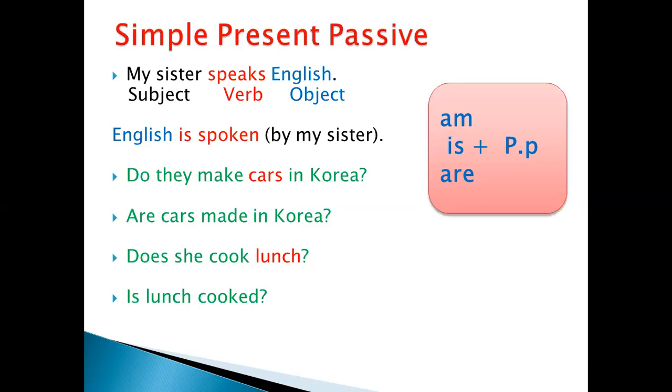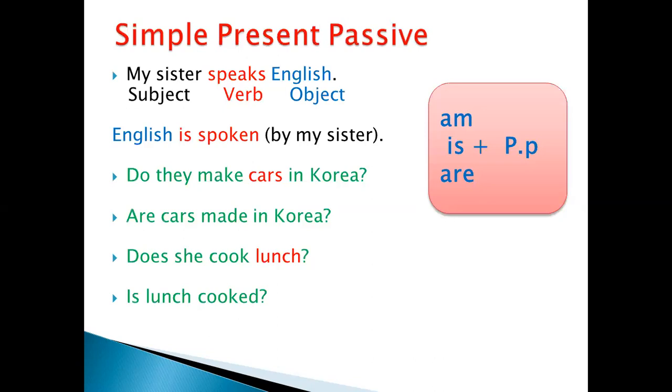Number two, which tense is the sentence? Present simple, because it started with do. So take the new subject, which is cars, and put it here. But this is a question, so use is or are. Because cars is a plural word, so, are cars, and the past participle of make is made, in Korea. Okay, again.